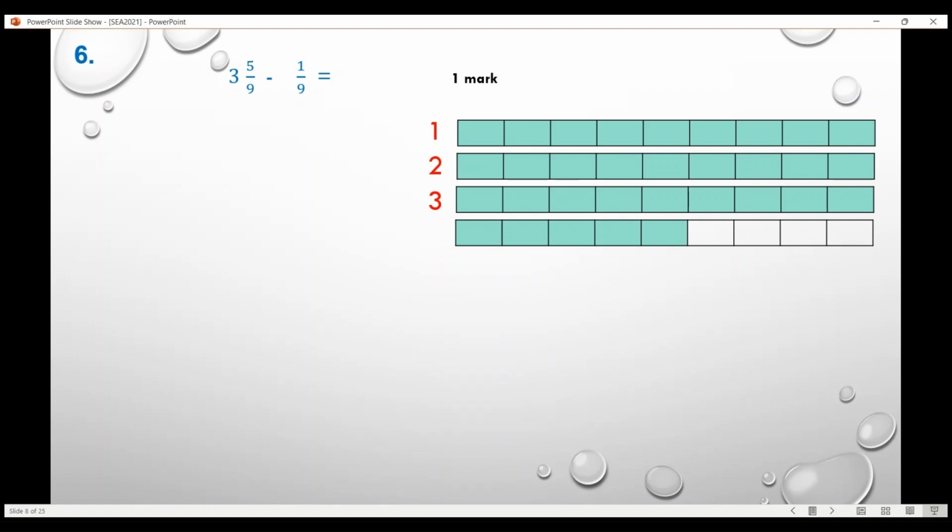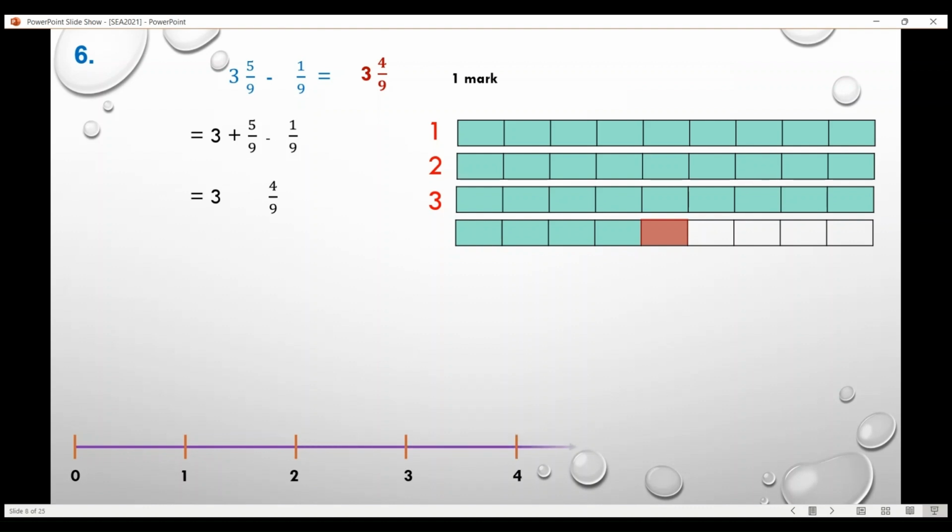And what are we going to do? We're going to subtract one of those parts, 1/9. So what are we left with? 3 wholes and 4/9. There are other ways to do it as well. We can split it up and say 3 and 5/9 minus 1/9. 5 of the same parts minus 1 of the same part is 4 of it. So 3 and 4/9.